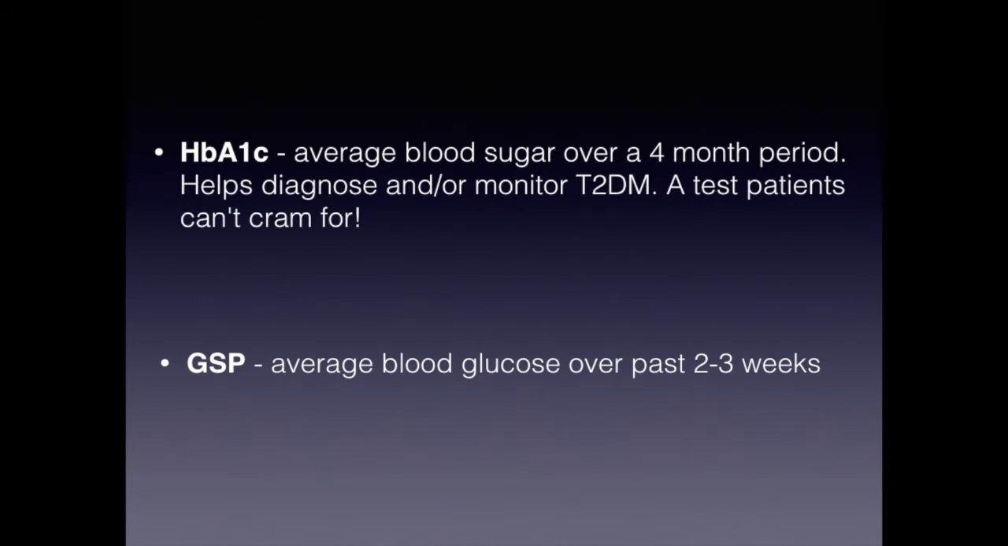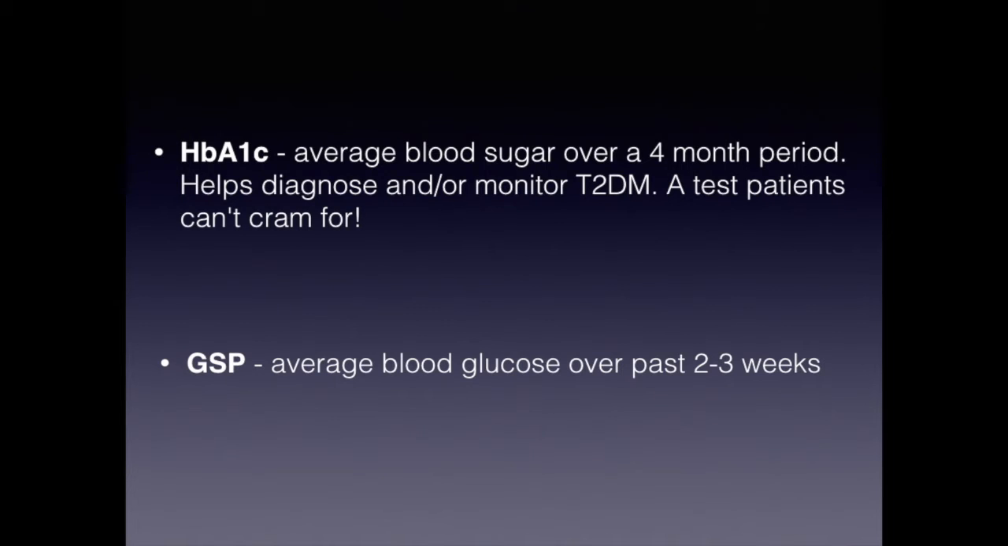We also like to know the patient's hemoglobin A1C level. This is an average of the patient's glucose levels over the past 3 to 4 months. It helps diagnose and monitor type 2 diabetes, and it is a test that patients can't cram for as opposed to the glucose measurements. And finally, we look at GSP, which is an average blood glucose over the past 2 to 3 weeks.